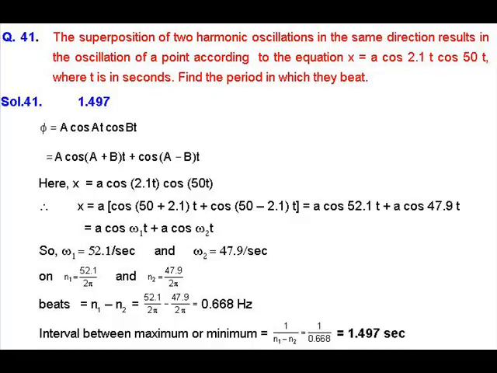The beat frequency is the difference of frequencies, n1 minus n2, that equals 52.1 divided by 2 pi minus 47.9 divided by 2 pi, that is equal to 0.668 hertz. That implies the interval between maximum or minimum beats will be 1 divided by (n1 minus n2), and that will be equal to 1.497 second. The answer is 1.4 to 1.5 second.